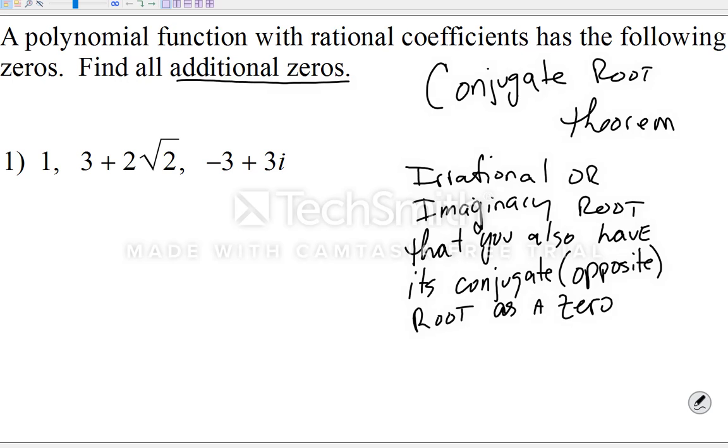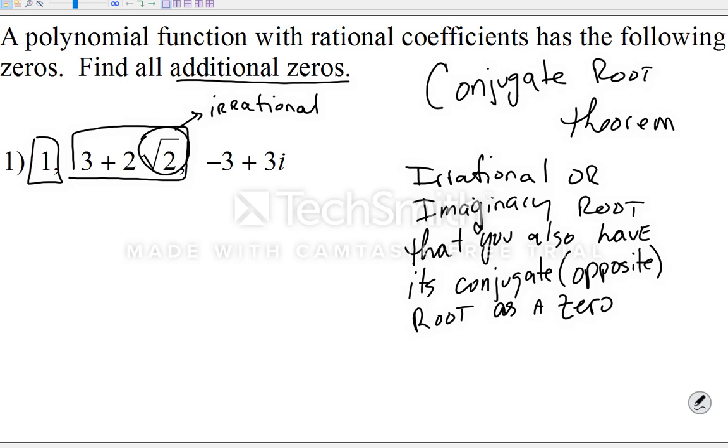Okay, so in this particular problem, I just want to find additional zeros. I'm not writing a polynomial function. All I'm doing is writing the additional zeros. So the 1 here is not irrational and it's not imaginary, so therefore I can't do anything with that. If I look at the 3 plus 2 root 2, that is irrational because the square root of 2 is irrational. Okay? So because that's irrational, that means it's going to have an opposite or a conjugate of it.